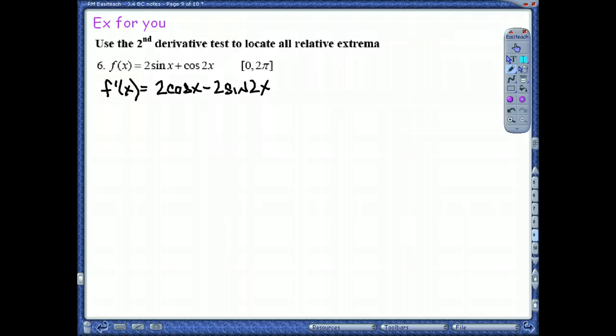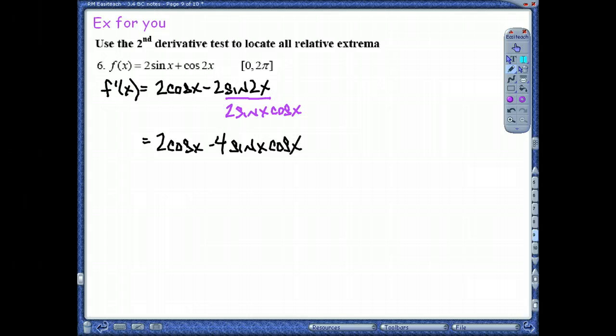Now that's wonderful, but in order to solve for 0, we're going to need to use our double angle formula. So remember that the sine of 2x is 2 sine of x, cosine of x. When we make that substitution, we're going to have 2 cosine of x minus 4 sine of x cosine of x. When I set that equal to 0, I'm going to factor out a 2 cosine of x, which is going to leave me with 1 minus 2 sine of x.